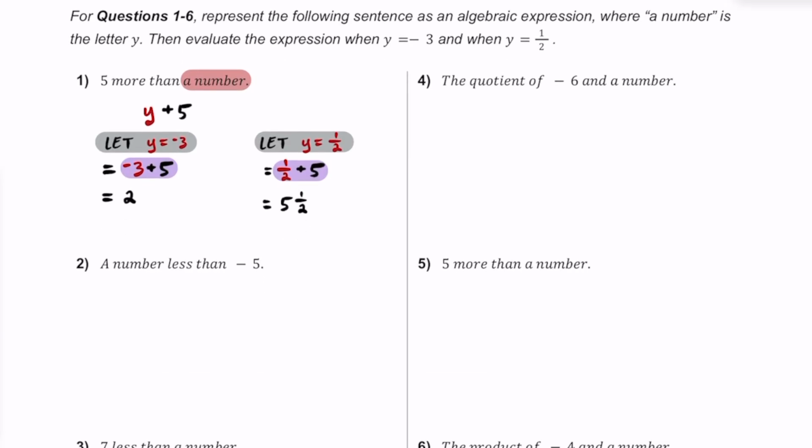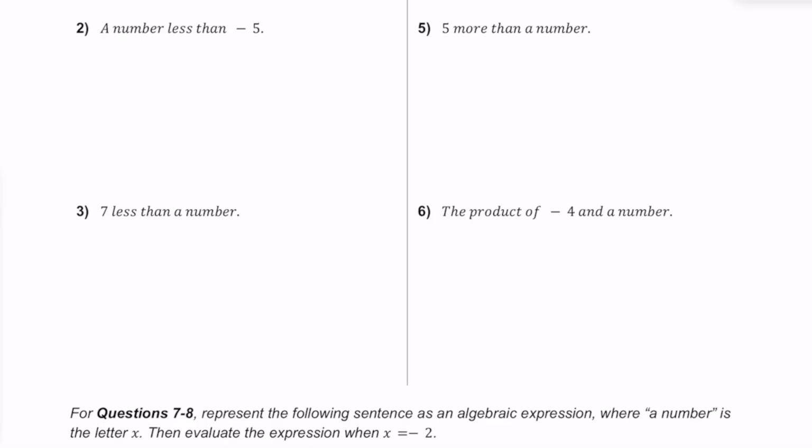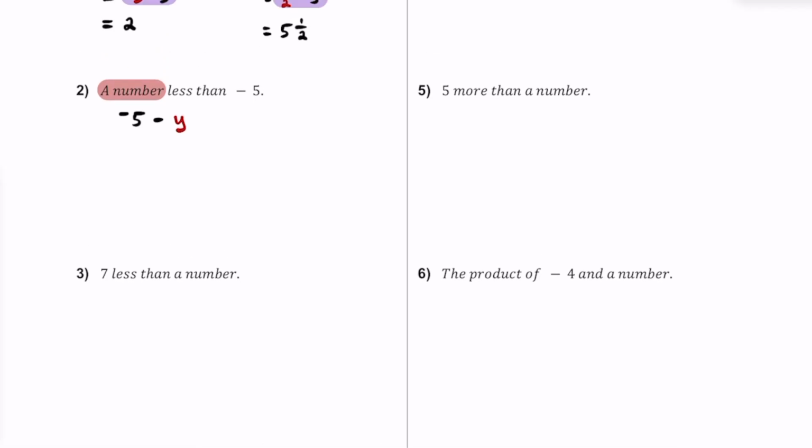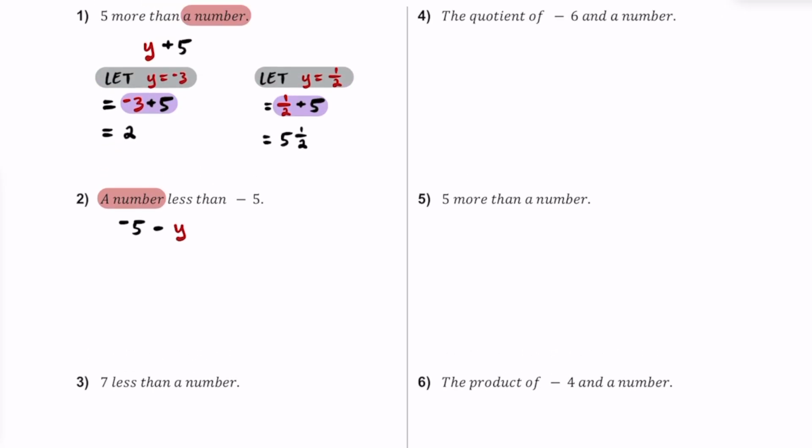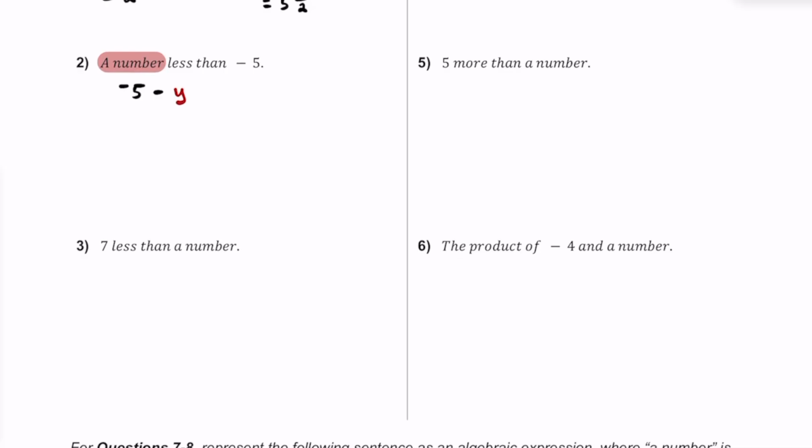All right, let's check out number 2. For number 2, we have a number less than -5. So we have this a number right in the beginning. It's going to be that number less than -5. So we're going to start with -5, and we're going to take away whatever variable we're using. I think we're using y here, right? So I'm going to take away y from that. So it's going to be a number less than -5. That number is y, or some unknown, and it's less than -5, so we're taking it away from it. All right, so we have our algebraic expression.